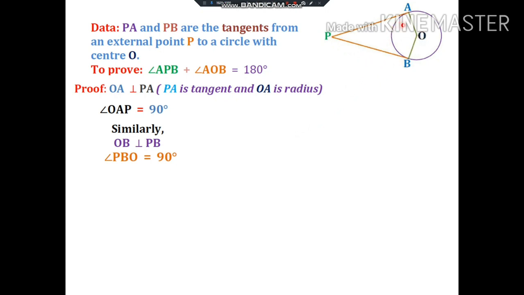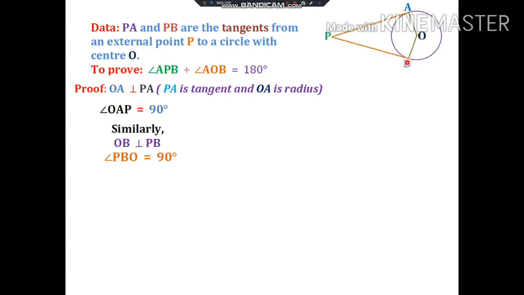Dear children, now you know two angles, angle A and angle B. These two angles are 90 and 90. And we have to prove angle P plus angle O is equal to 180. Do you have any idea how to prove this? Think, children, you will get an idea. How many sides are there here? Now forget the circle. You have here a quadrilateral A, P, B, O. This is a quadrilateral. Now, what is the sum of the interior angles of a quadrilateral?